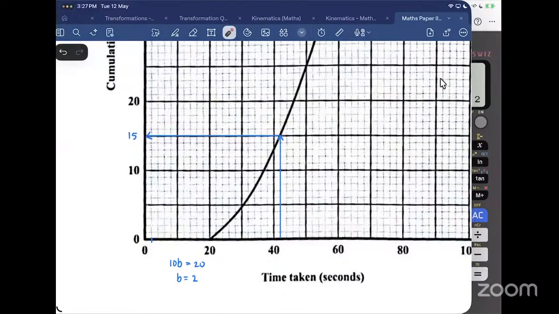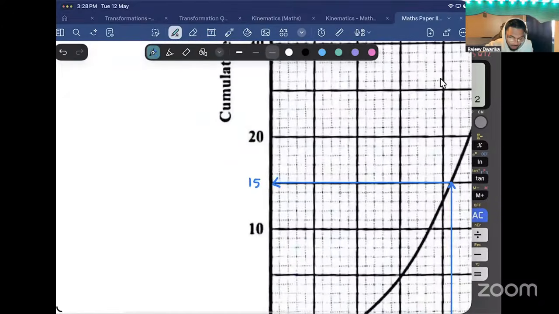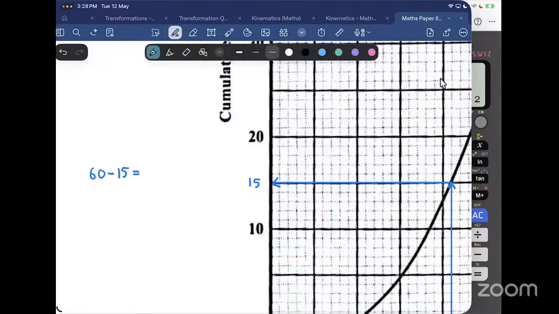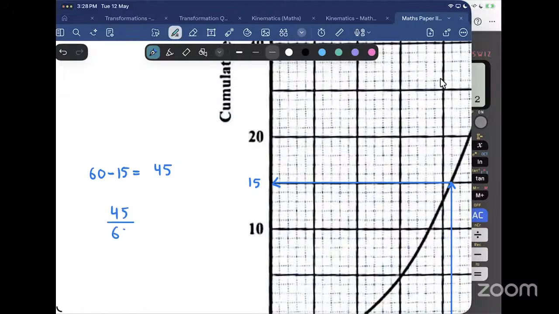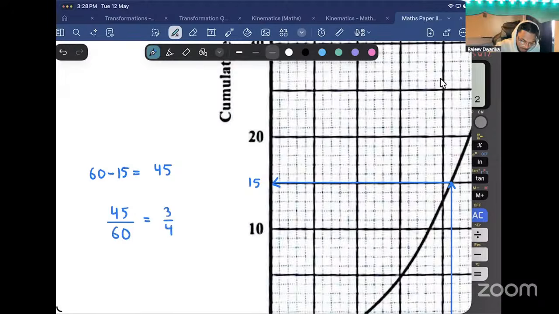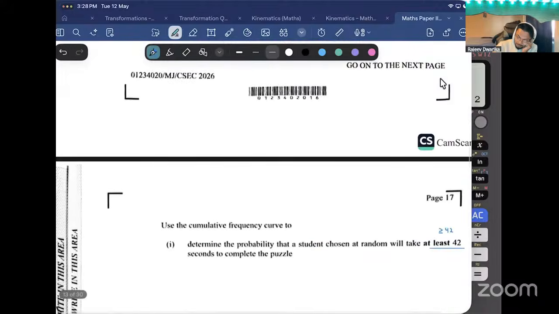Nikolai? Wait, so you minus the total from that? Yes. So 60 minus 15 will be what? 45. Right, so the probability is going to be 45 all over the total, which is what's the total? 60. 3/4. 3/4. I'm going to run it back one more time.